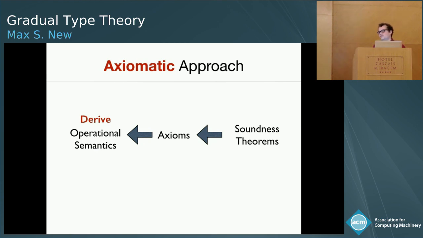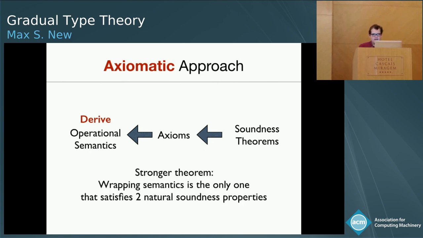We axiomatize them into type theory, and then in that type theory, we can prove operational reductions are program equivalences. And this actually turns out to be a stronger theorem than the operational approach, because what we have is that since we can derive that the operational semantics has to be the wrapping semantics, this means that the wrapping semantics is the only one that satisfies the soundness theorems. And I'll go over what those soundness properties are in a minute.